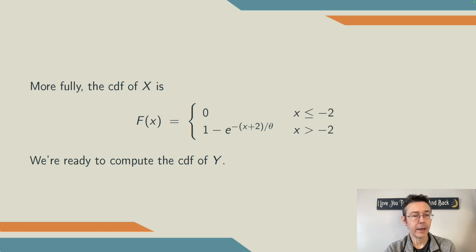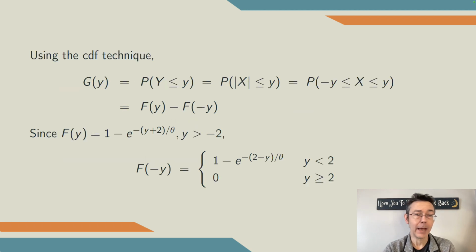For the application we have in mind, it's going to be helpful to have a bit more full description of that CDF. Rather than just saying what it is for x greater than negative 2, let's also write down explicitly that the CDF is 0 for x less than or equal to negative 2. And you'll see why that's important in just a slide or two. We're now ready to compute the CDF of y.